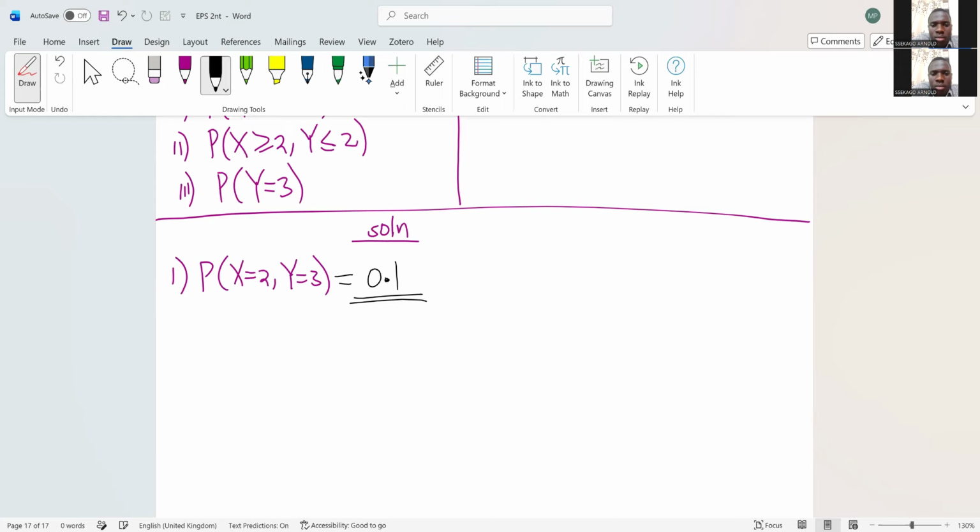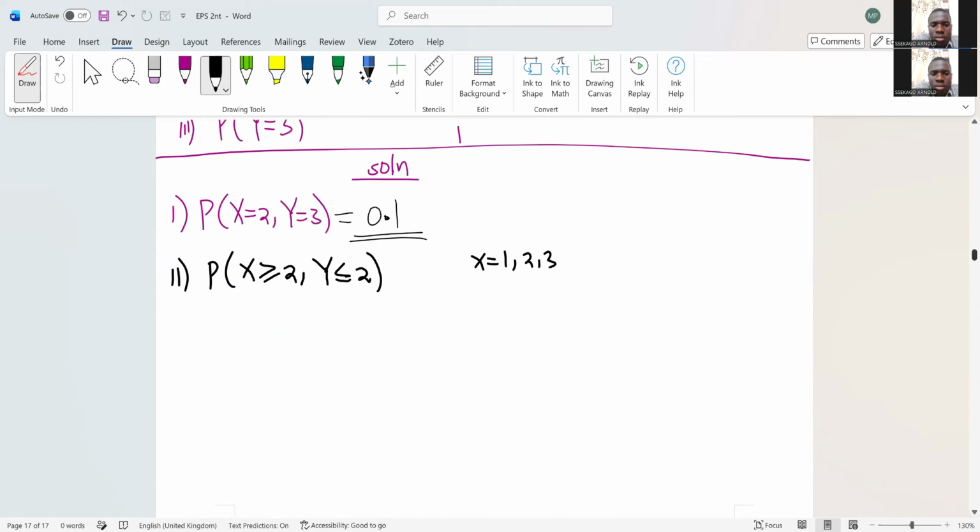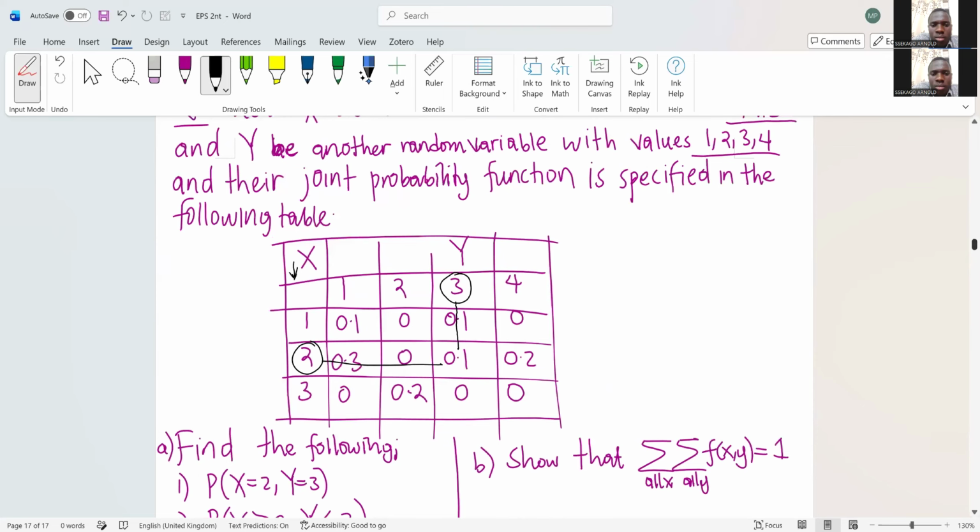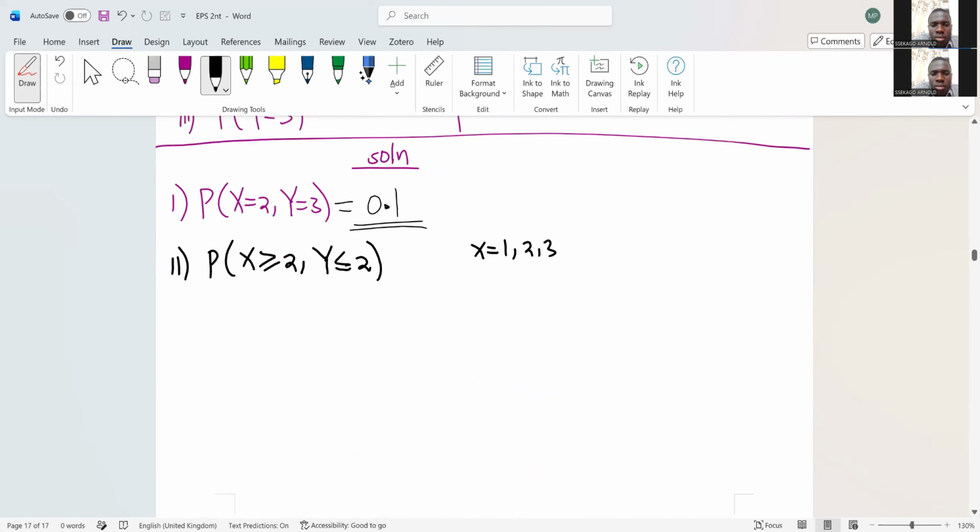Then, I think I have to increase the thickness. Part 2, we want to determine the probability that x is at least 2 and y is at most 2. Note that x is taking on values from 1 to 3, if I'm not mistaken. X is taking on values 1, 2, 3. Then y is taking on values 1, 2, 3, 4.